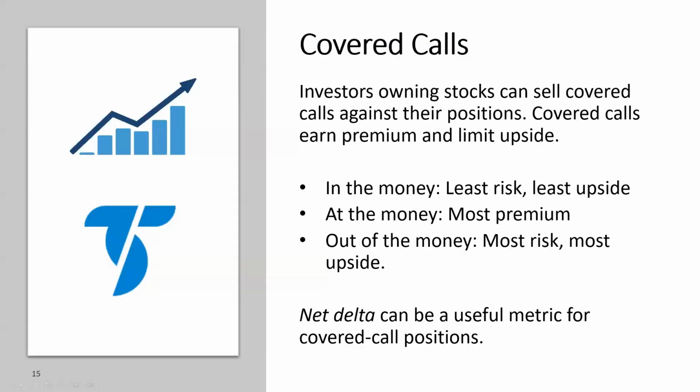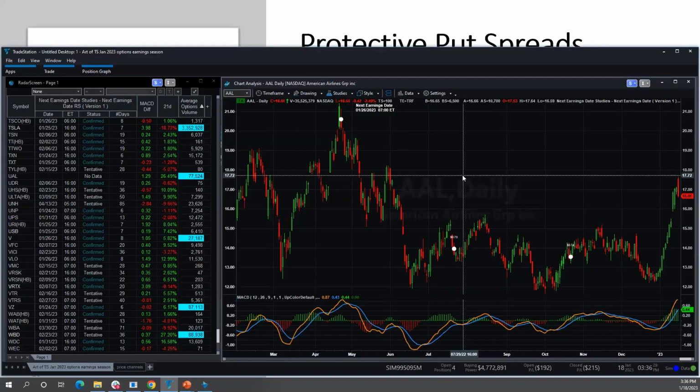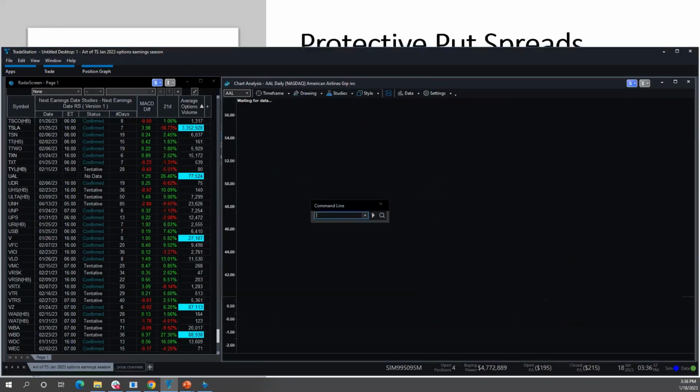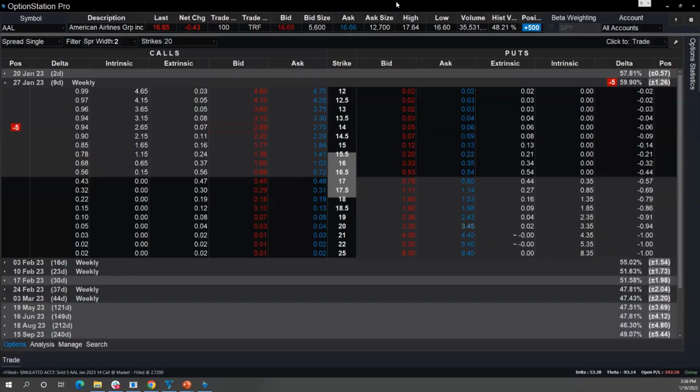Now, the last thing I want to show is the idea of protective put spreads. We did mention the idea of using puts to the downside on something like the example of MO, Philip Morris or Altria. The only one that really popped up for me. But it's the same sort of thing. If a person is long AAL, they can do something like buy a downside put spread. So we go back over now to AAL and we're going to go to spread.